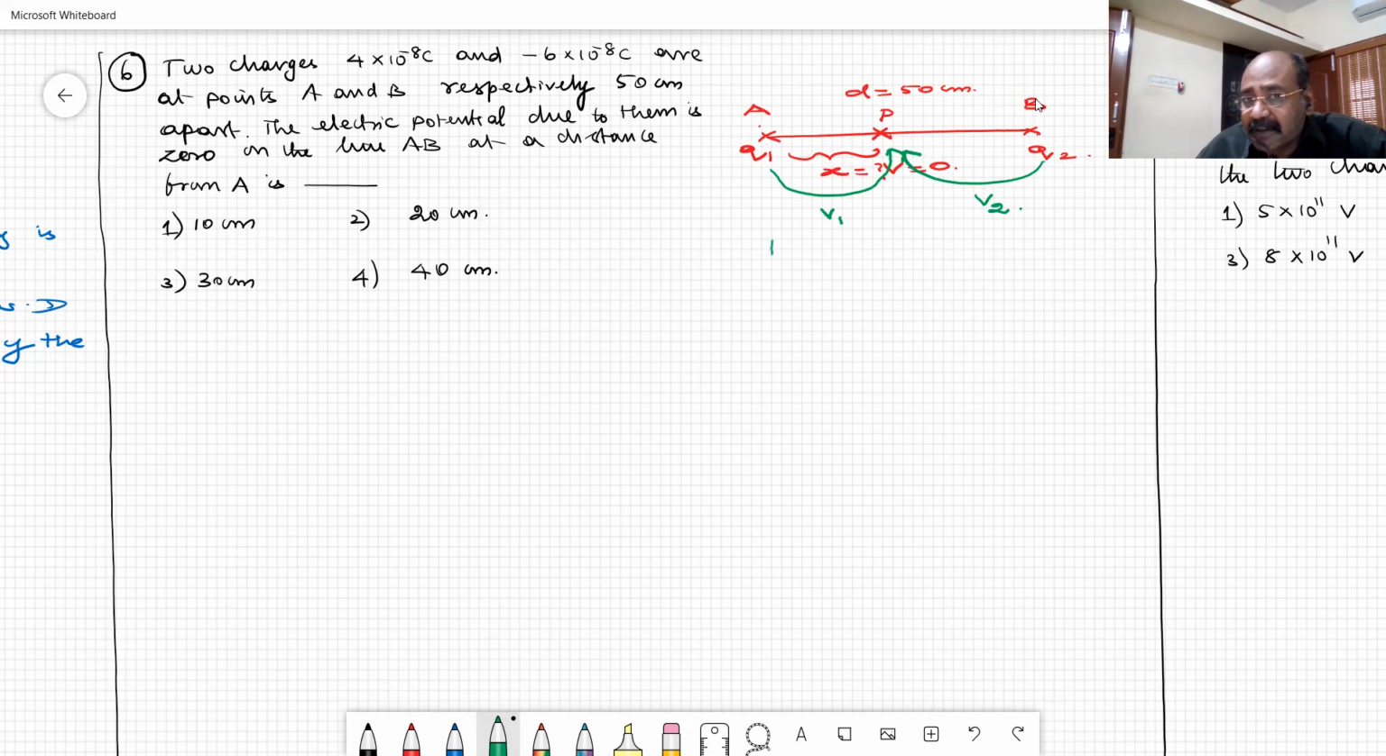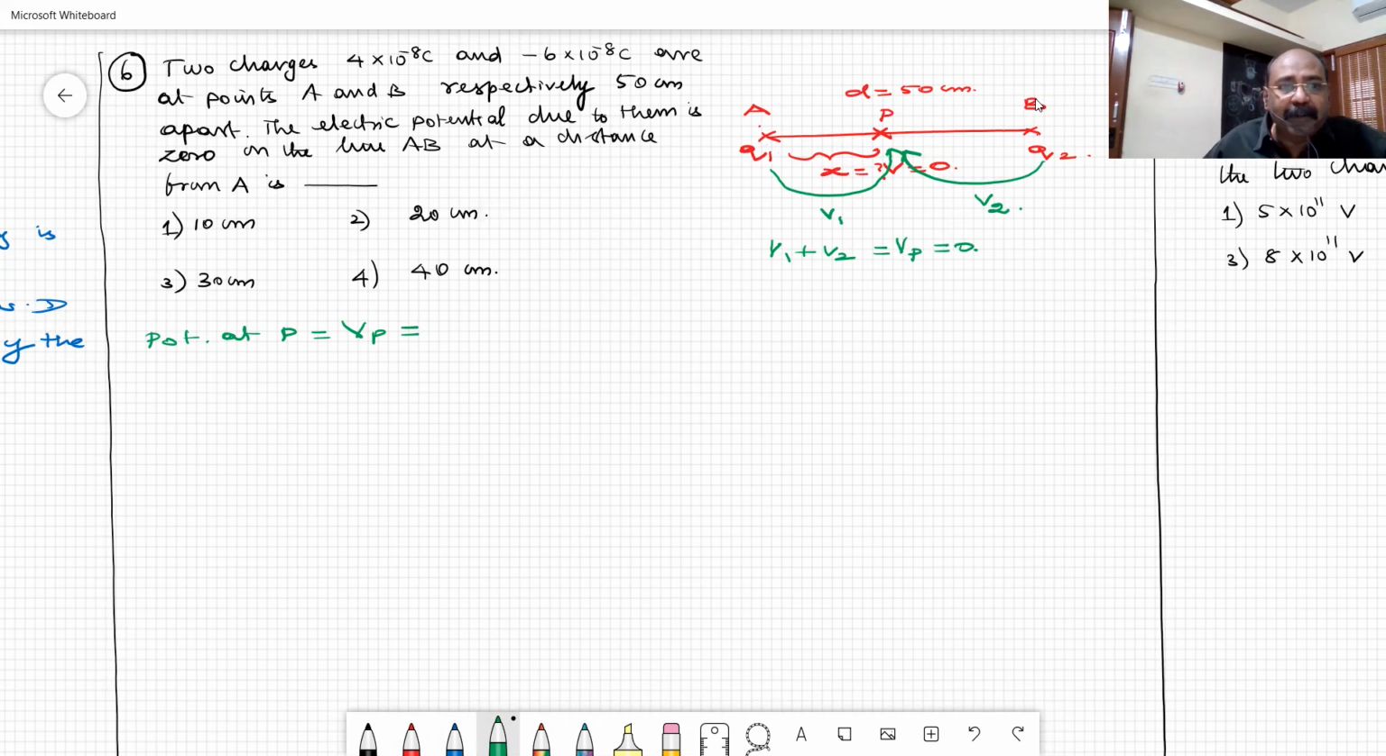According to the problem, the total potential at that point is equal to 0. So the total potential at that point is Vp, which is equal to 0. So I can write the potential at P, Vp, as the sum of the two potentials at this point P due to Q1 and Q2.